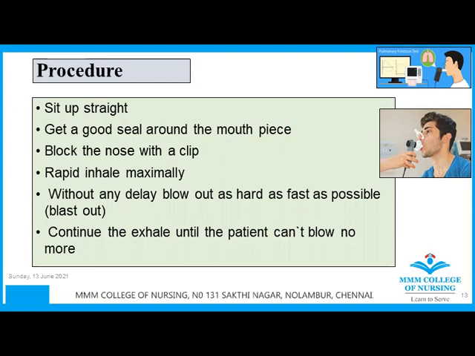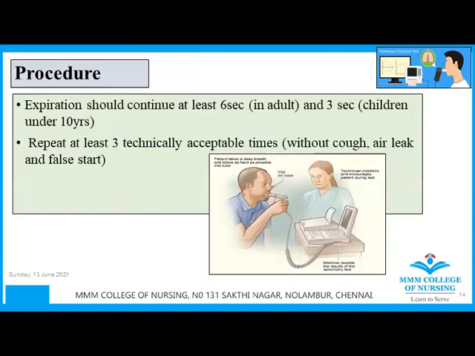Inhale rapidly and maximally. Without any delay, blow out as hard and as fast as possible. Continue the exhale until the patient cannot blow anymore. Expiration should continue at least 6 seconds in adults and 3 seconds in children under 10 years. Repeat the procedure at least 3 technically acceptable times without any cough, air leak, or false start.